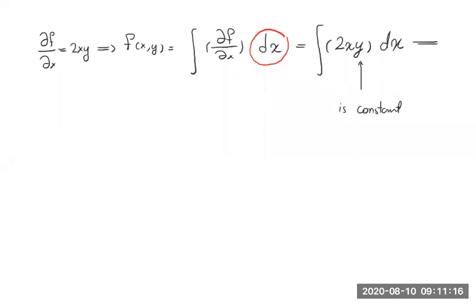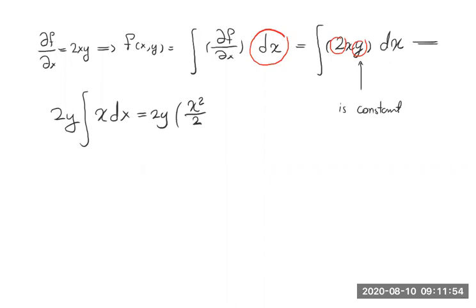When we have a constant number, that constant comes out of the integral, right? I can just write that number in front of the integral. Here 2 is a constant, y is also a constant, so both of them come out of the integral. So I just have the integral of x, and the integral of x is x squared over 2 plus a constant.